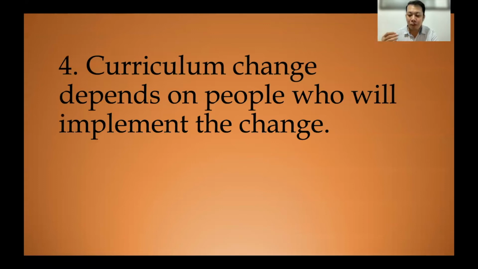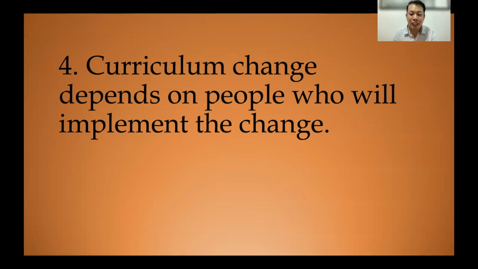The kind of changes that we have in the curriculum, specifically in the K-12 curriculum, are because of those teachers who have implemented it. If the teachers can implement it properly according to the plan, then there will be better results than the old curriculum. However, let's say the teachers do not know what to do, or did not listen to any instruction given to them. Then there will be poor implementation of the curriculum changes that will lead to poor results. Therefore, curriculum change depends on those people who will implement the change.